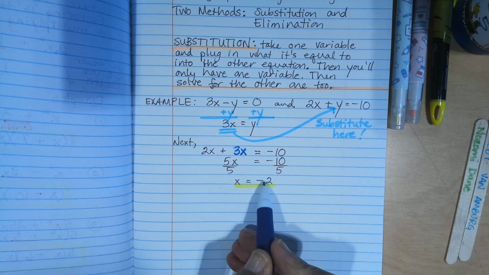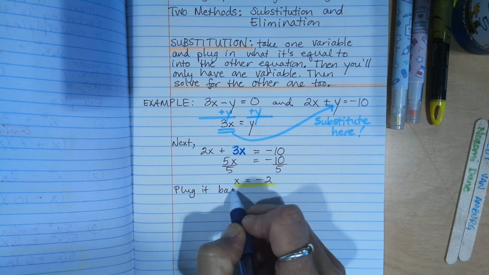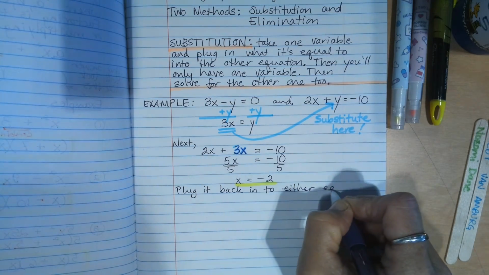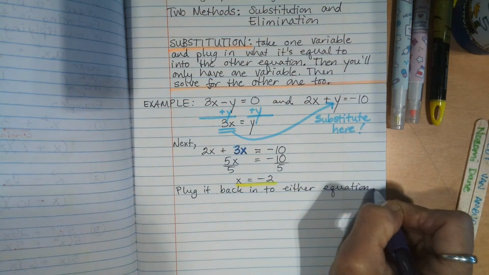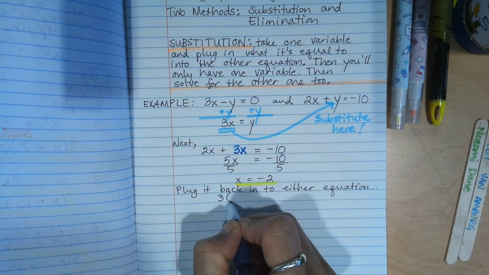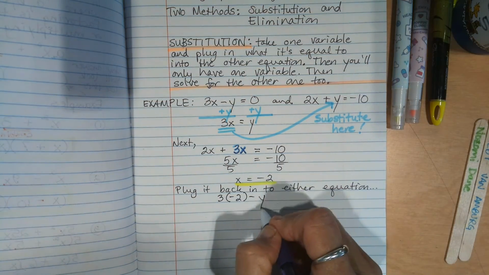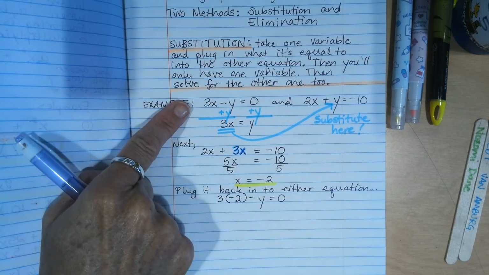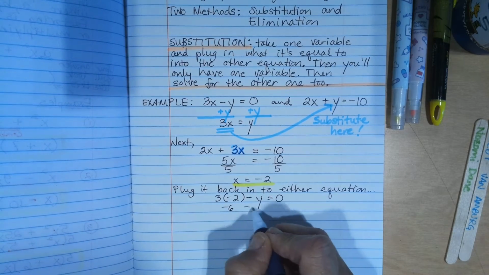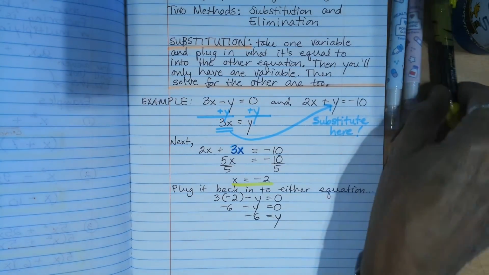So you'll take this negative 2, plug it back into either equation. In this case we'll pick that one, and I get 3 times x is negative 2, and I get minus y equals 0. I always go back to the original, just in case I made a boo-boo somewhere. That gives me negative 6 minus y equals 0, and add y to both sides, and I get that.